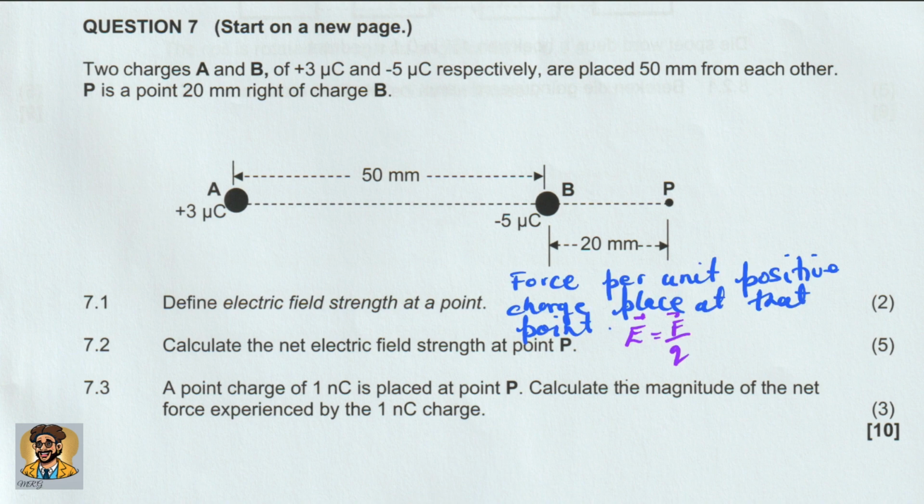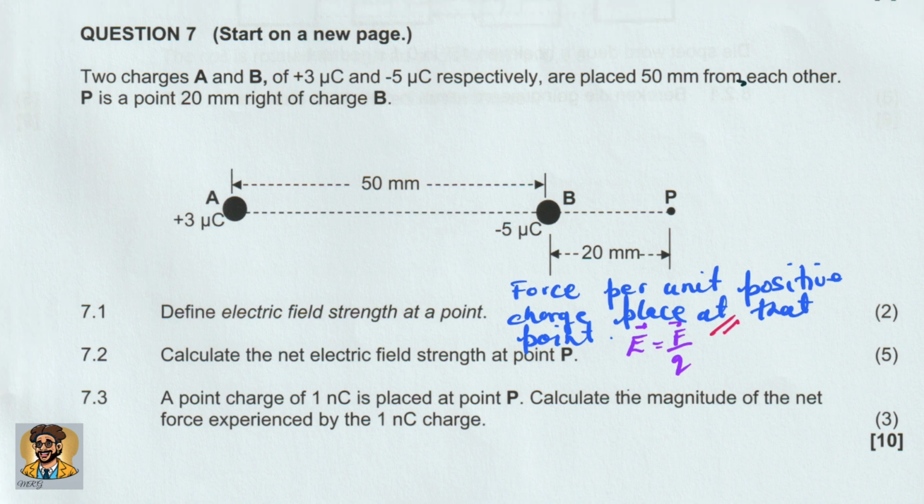Okay, so what is electric field at a point? It is the force per unit positive charge placed at that point. Guys, that is the formula and also the definition for electric field at a point. Question 7.2, calculate the net electric field at point P.